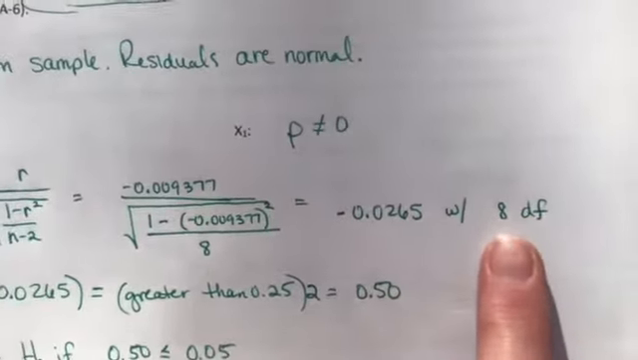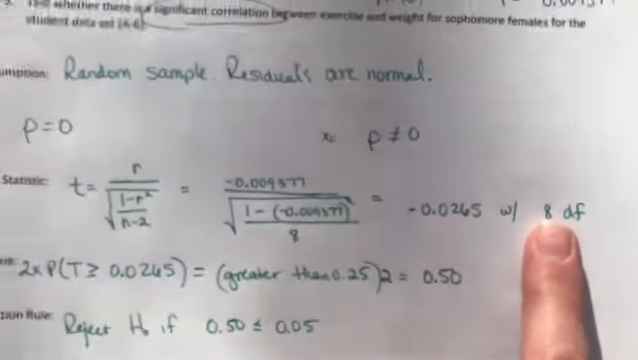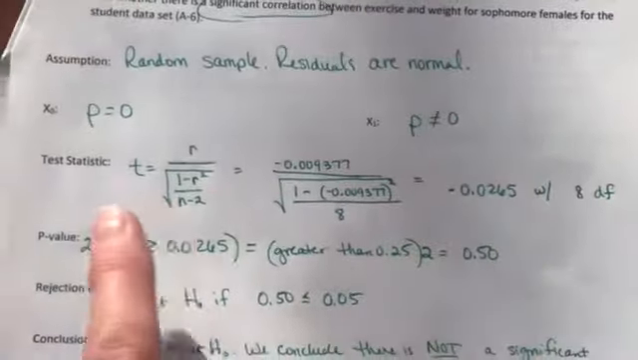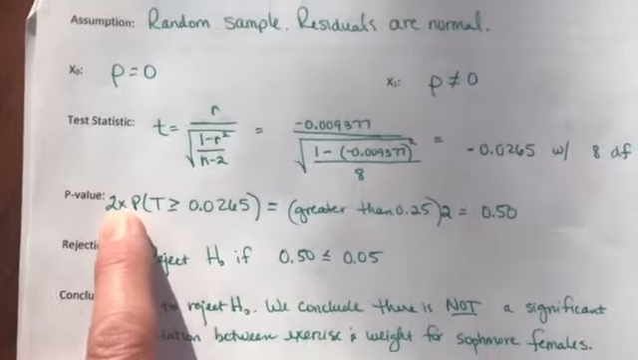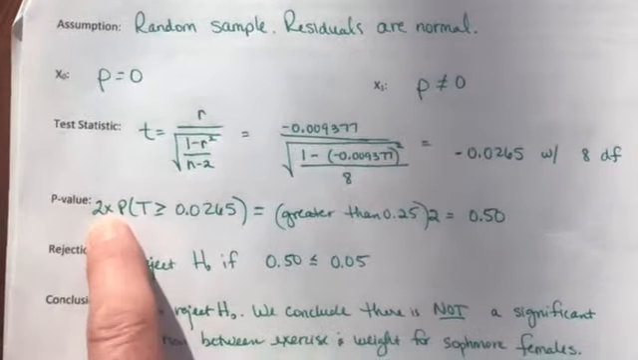So my sample size was 10. 10 minus 2 is 8. So this right here is your t-statistic, your test statistic. I go down here to my p-value. Because it's two-tailed, because it's not equal, it's two-tailed, so I've got to remember to multiply it by 2.